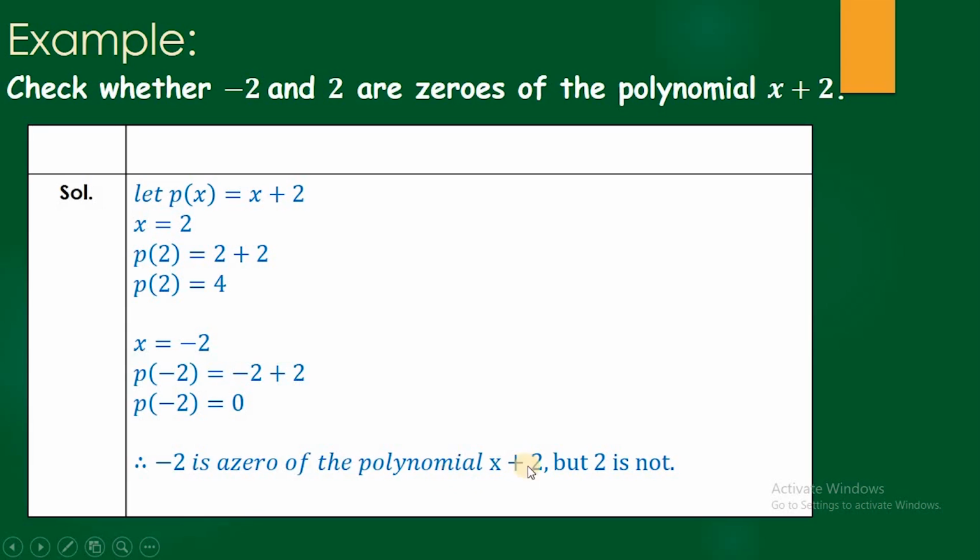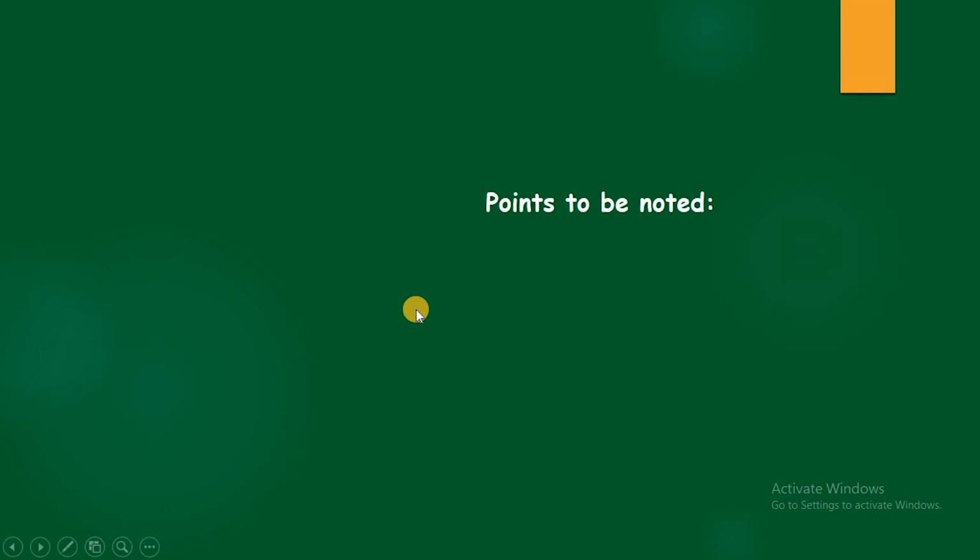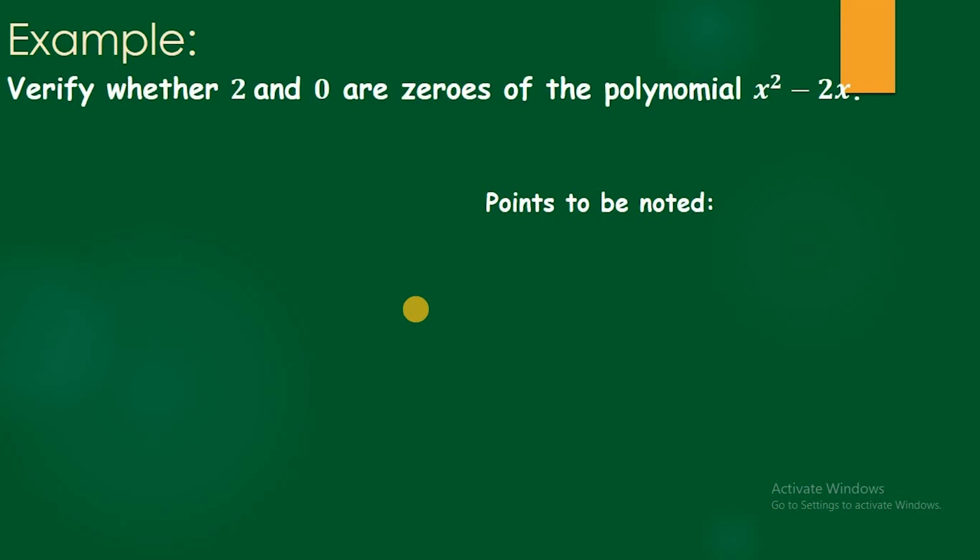Minus 2 is a zero of polynomial x plus 2, but 2 is not a zero of the given polynomial, because when you put x equal to 2, the result is not 0. Therefore, 2 is not the zero of x plus 2, whereas minus 2 is the zero of x plus 2. Let's take the next example.